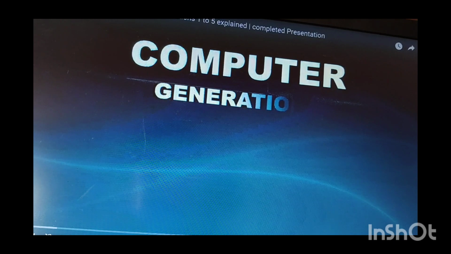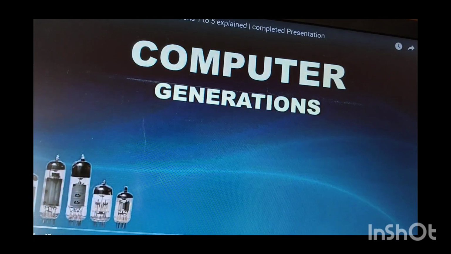Today I will discuss the chapter Computer: Past, Present and Future. In this chapter I am going to discuss the computer generations. Now, what do you mean by computer generation? Generation means the advancement or the change of the technology. So computer generation means the advancement or change of the technology from the very past to the future.